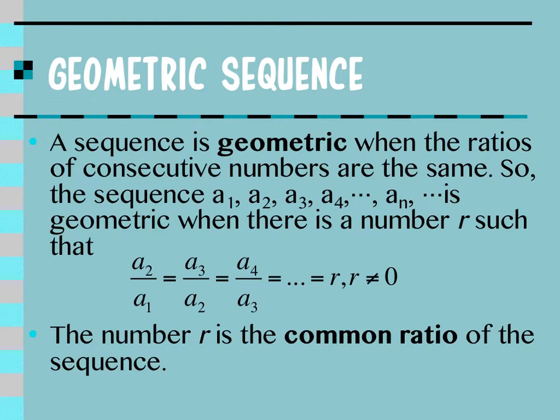So the sequence a sub 1, a sub 2, a sub 3, a sub 4, all the way to a sub n is geometric when there's a number, and we call this variable r for common ratio, such that if I divide the second term by the first, the third by the second, the fourth by the third, I end up with the same ratio. So again, this variable is r, and it stands for the common ratio. So we've got common difference for arithmetic and common ratio for geometric.